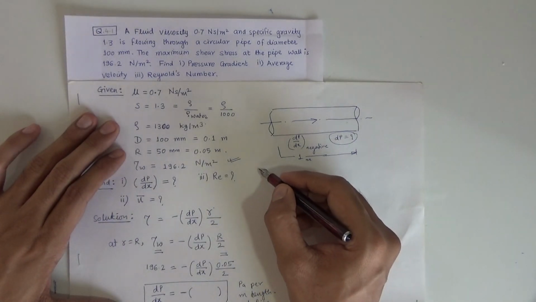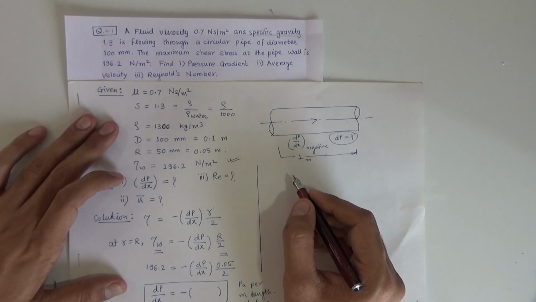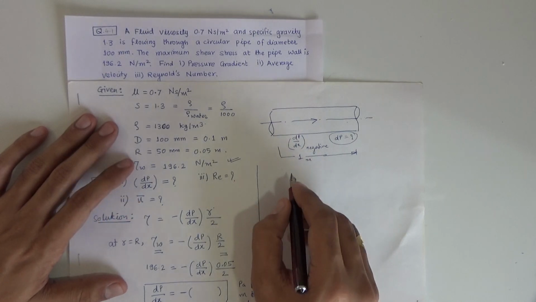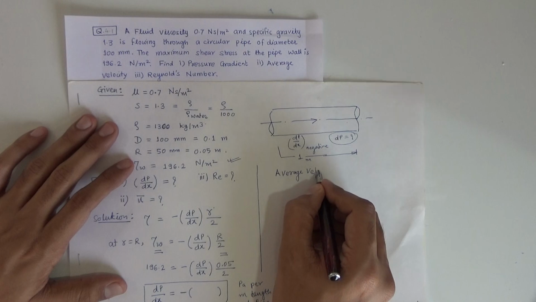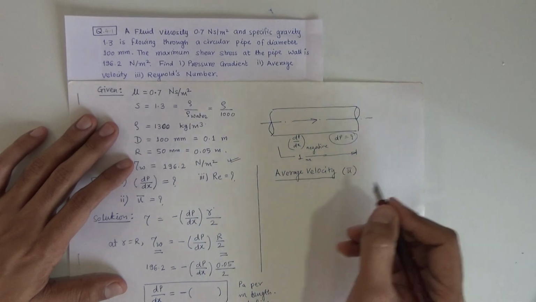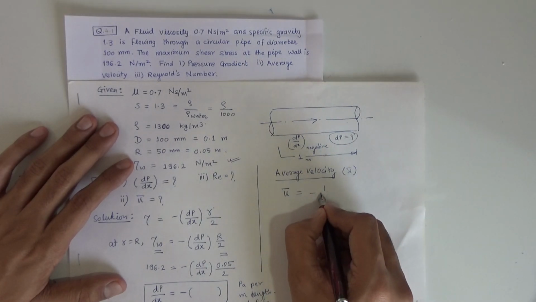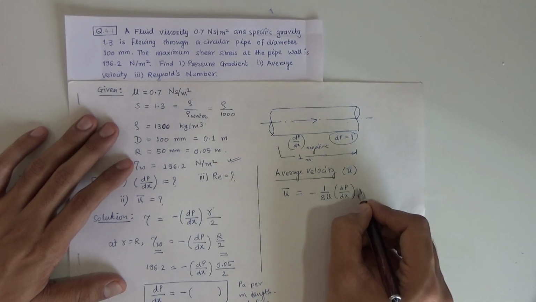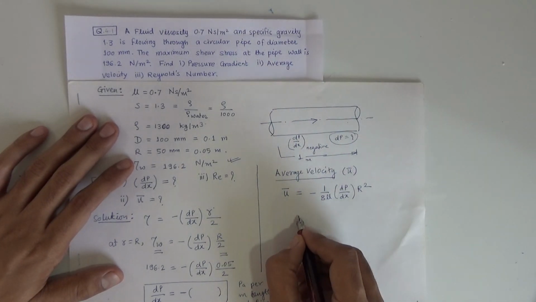Is it clear? If you have any kind of questions, you can ask me in the comment section, I will answer it. In the second part, they are asking us to find u bar, that is the average velocity. So the average velocity u bar can be obtained from the expression we know: 1 upon 8 mu, dp by dx, into capital R square. Just put the values and you will get the answer.